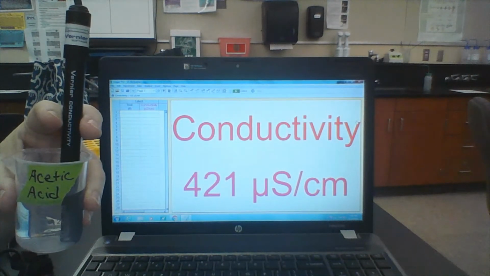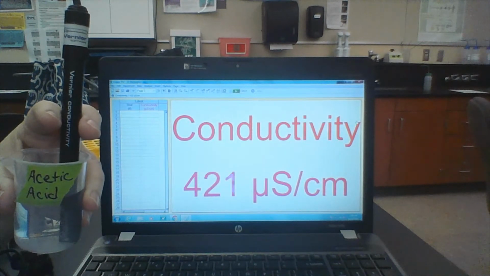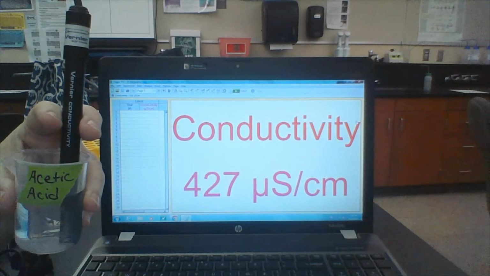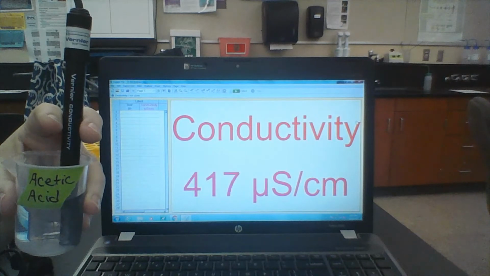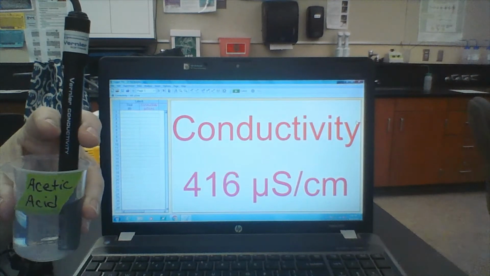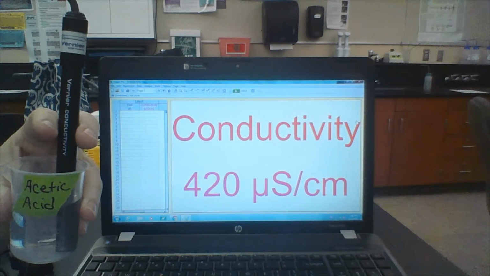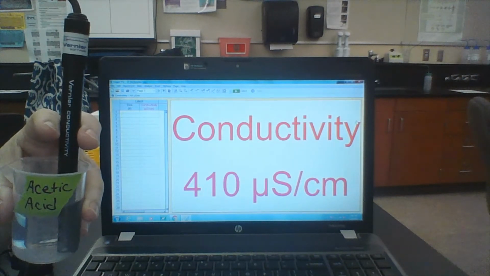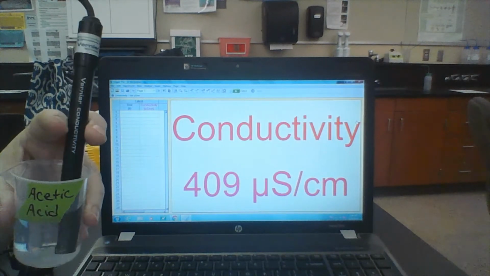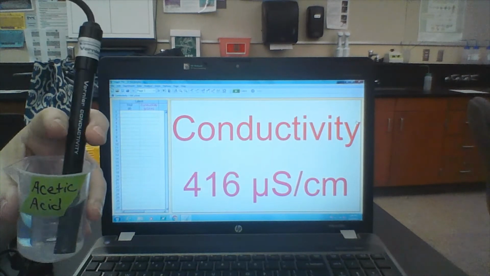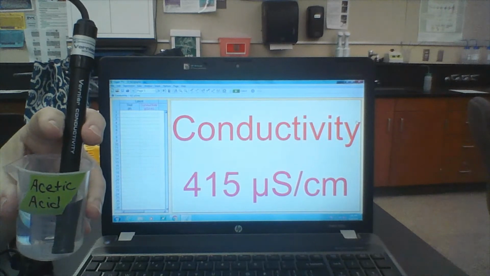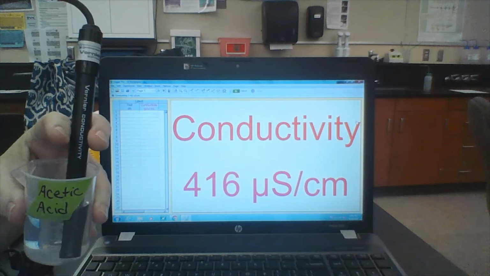For acetic acid, it looks like we've got right around 1420. Not 1420, I'm sorry. Looks like it's around 410. So it looks to me like that would be a weak acid.